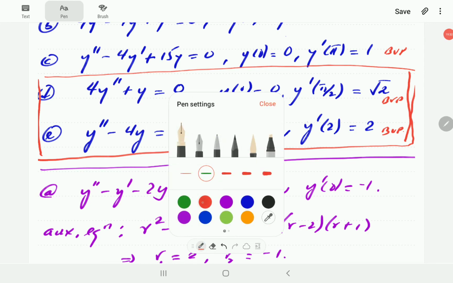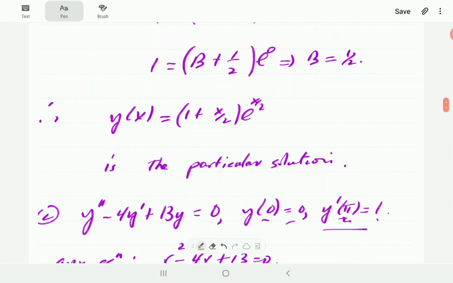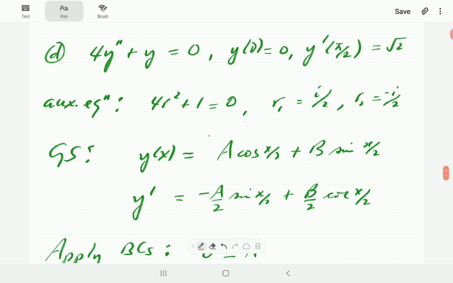We're hoping that you have had a go at D and E. I'm now going to scroll down to our solution. For D, the auxiliary equation is going to be 4r squared plus 1 equal to 0. If you solve this, we get r equals plus or minus i over 2. So these are complex conjugates. In this case, alpha is 0, beta is 1/2. So the general solution will be A cosine x/2 plus B sine x/2.